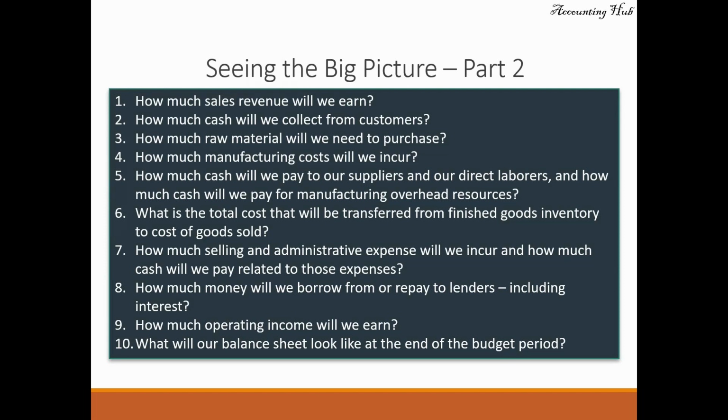What is the total cost that will be transferred from finished goods inventory to cost of goods sold? How much selling and administrative expenses will we incur? How much money will we borrow from or repay to lenders? How much operating income? What will be our balance sheet? So it looks like what financial accounting does, but we do it without journalizing, without debits and credits.